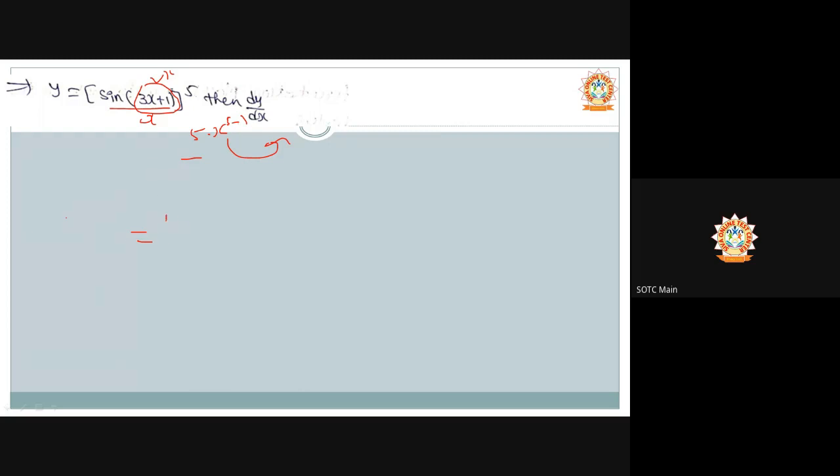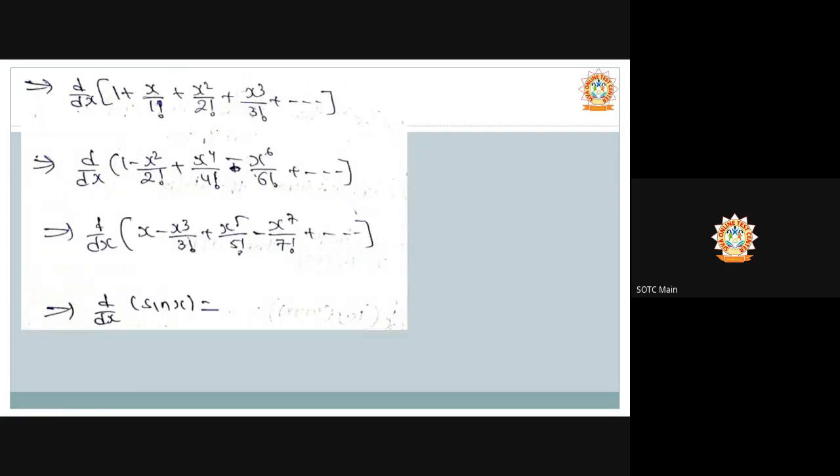If you see, it will come 5 into sine of 3x plus 1 whole power 5 minus 1, that is 4, into, if you take the differentiation of sine of 3x plus 1, it will come cos of 3x plus 1. Again if you take the differentiation of this 3x plus 1, it will come 3. So 3 into 5 will come 15. 15 cos of 3x plus 1 into sine of 3x plus 1 whole power 4. Clear? This is our answer.